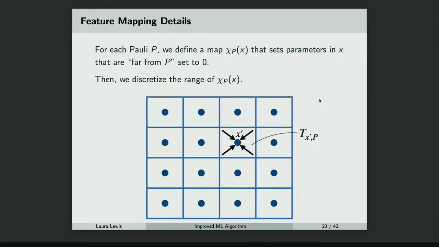Yeah. So this is a fairly standard discretization, and we consider this set of vectors that should be represented by the lattice point x prime, and it depends on P because we're doing this for each Pauli.